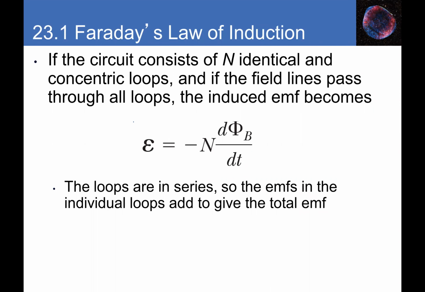So that means a more general equation will put that N in there. If your loop has N equals 1, then N is just 1. If you have 10, then just plug in 10, and you can see it directly changes the amount of EMF, which directly changes the value of the current. Because the loops are in series, the EMFs in the individual loops add to give the total EMF.